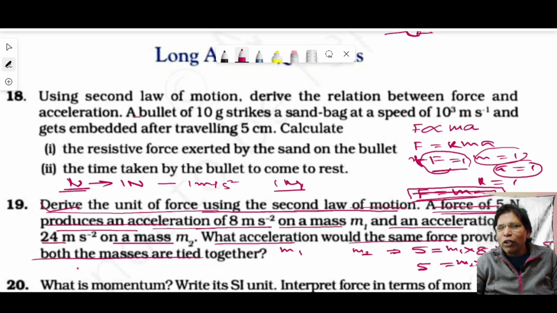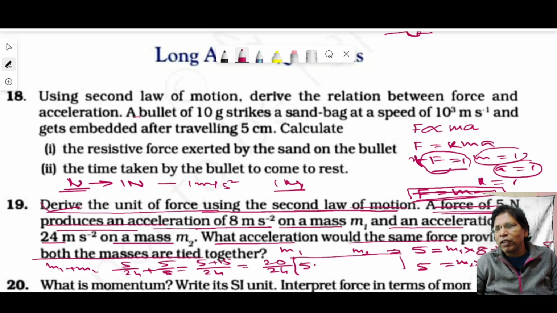Okay. Now the total mass is m1 plus m2, which is 5 by 24 plus 5 by 8. Here the LCM is 24. So it is 5 plus 15, which is 20 by 24. Therefore, the force is 5 Newton, and 5 Newton equals mass 20 by 24 into acceleration. Now this and this cancel out, so this is 4, and this is 6. Therefore, a equals 6 meter per second square is the acceleration produced by the force.